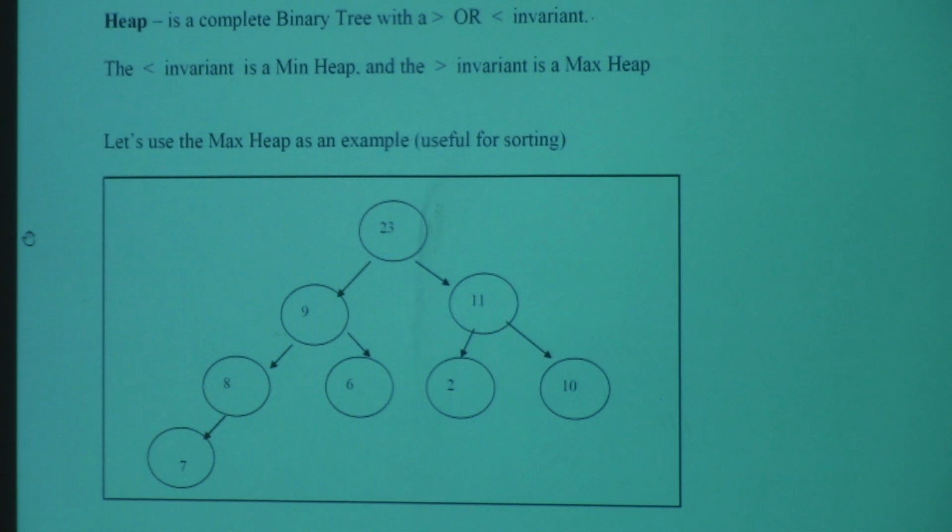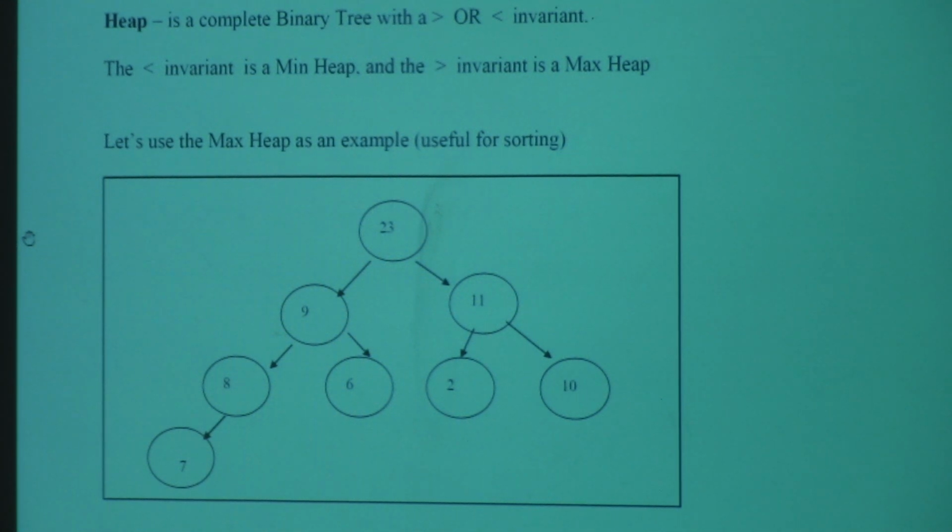If each node is greater than its children, then the root must be the greatest node of them all. And in fact, 23 is the maximum value. If we have a max heap, 23 is the greatest value. Okay? But again, that's one piece of information.